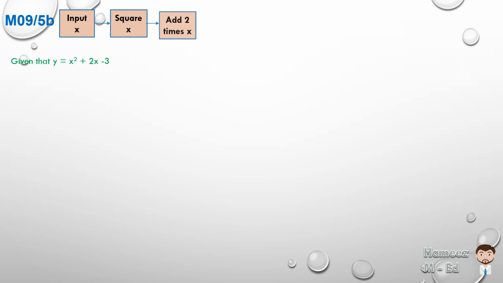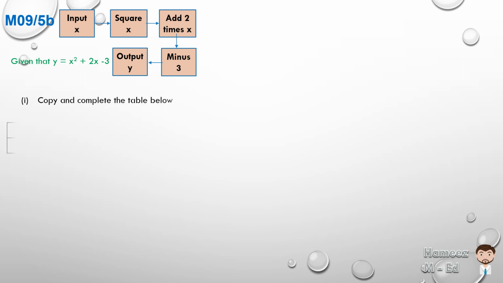So if we started with x, that's our input. And then what's the next step? We square x. So we get x squared. And after that, we add 2 times x. And then when we get that value, we minus 3 from it. That will give us our output, y. That's the formula that we're following to move from x to y.